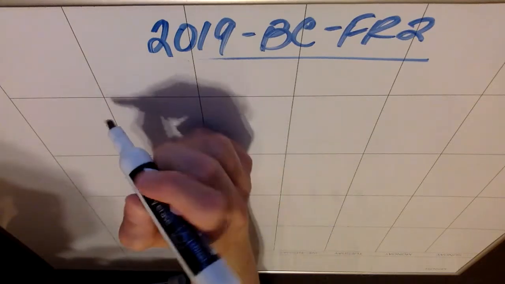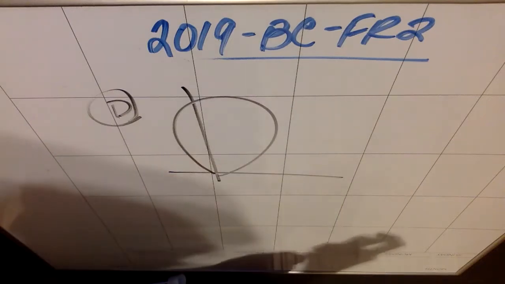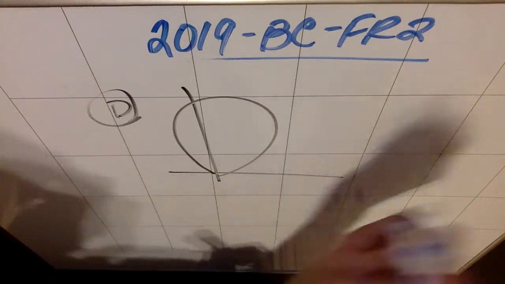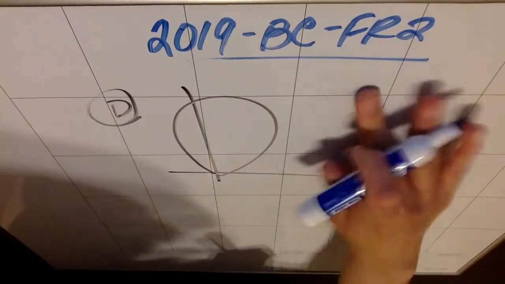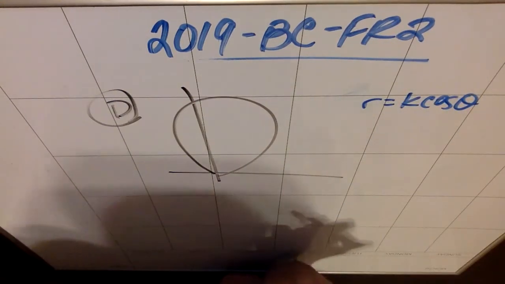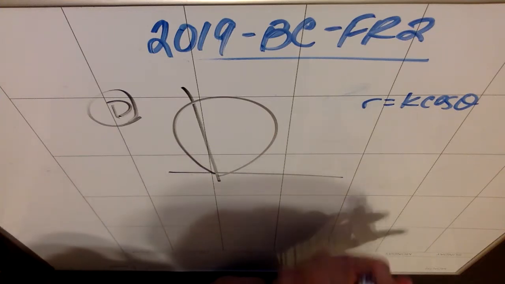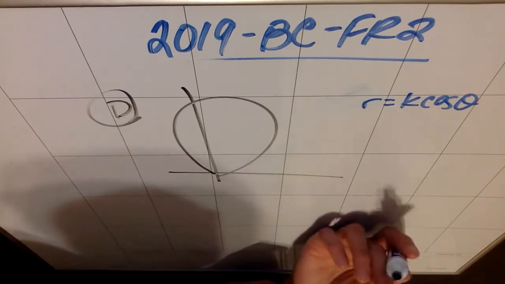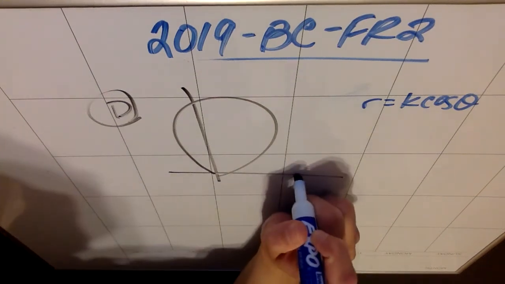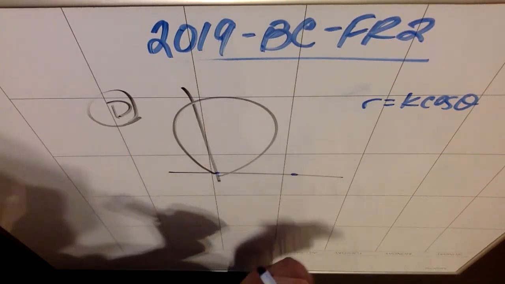Okay, so for D, I'm going to redraw my terrible graph again. It looks kind of like this. So the circle we have is r equals k cosine theta. If you were to picture what this curve looks like, when theta is 0, the r value would be k, so it starts out somewhere here at k. And then when theta is pi over 2, which would be here, you'd be back at 0.